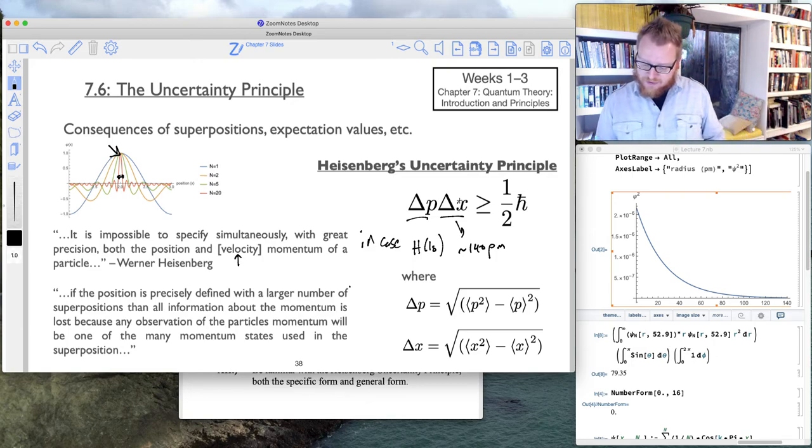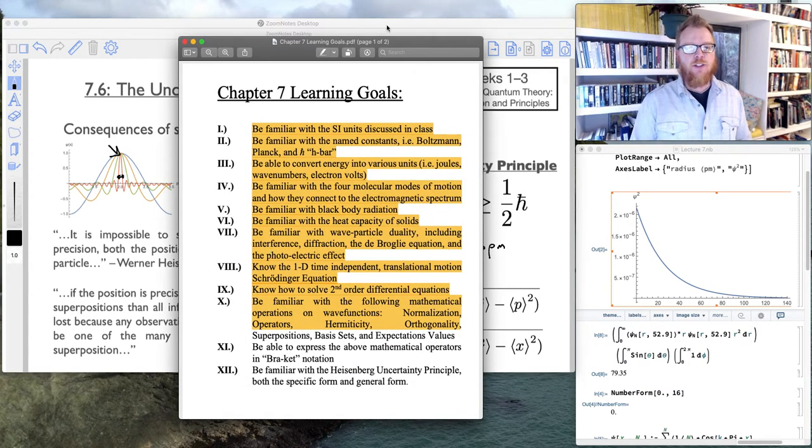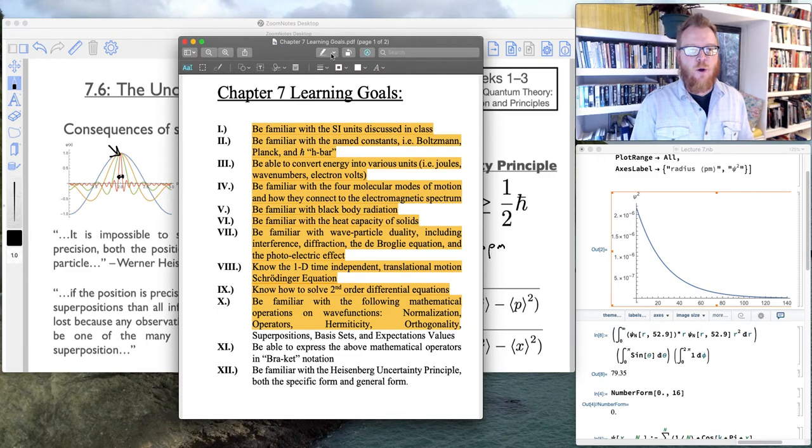So let's see here. I'm at 32 minutes, and I think that's a pretty good place to stop. I'm going to pick up with more on Heisenberg uncertainty in the next video, as well as Bra-Ket notation. So with the learning goals, be familiar with the following mathematical operations on wave functions. We've talked about normalization, operators, hermiticity, orthogonality, and now we just talked about superpositions, basis sets, and expectation values.